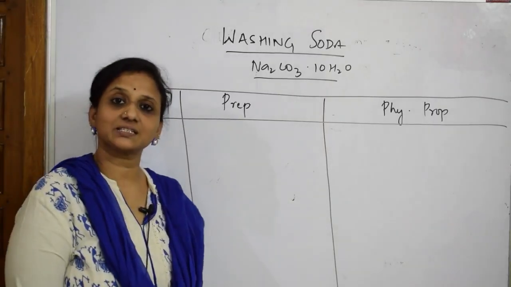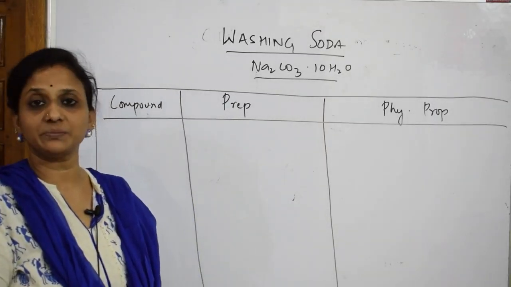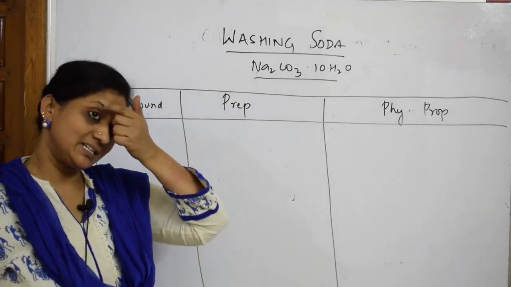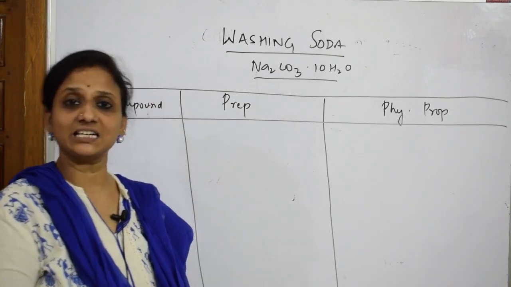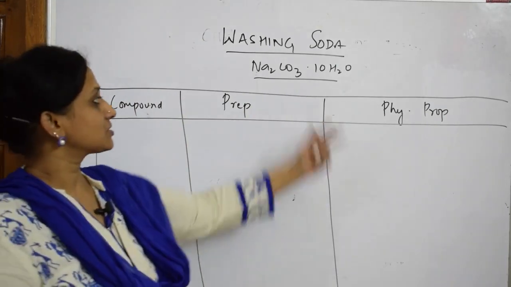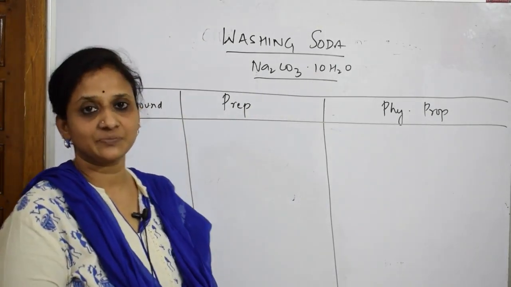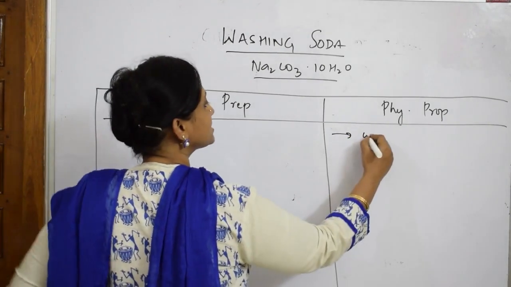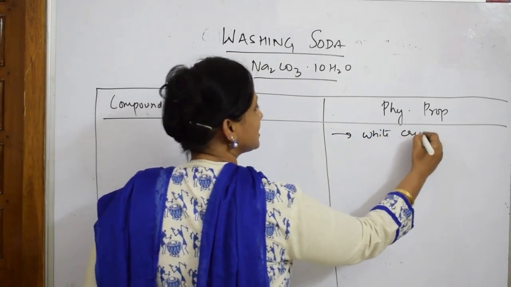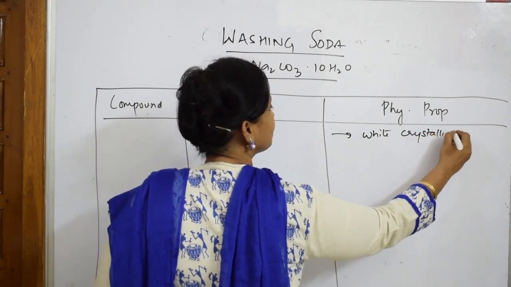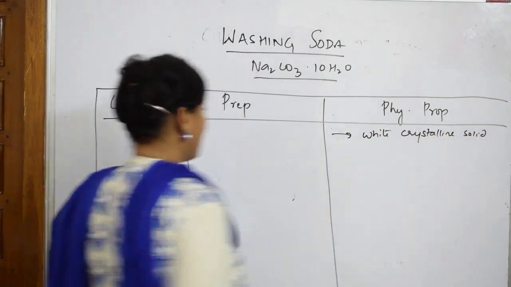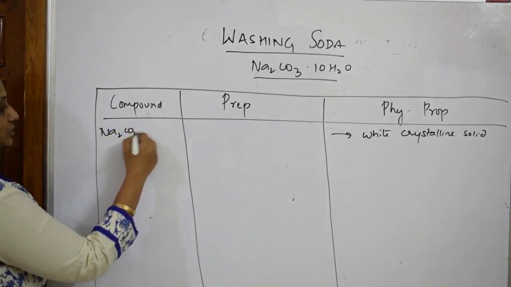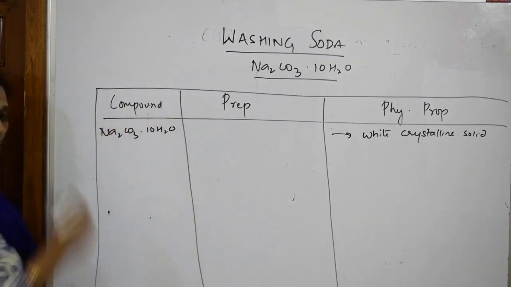Now let's come back and study the next compound of sodium, that is sodium carbonate. We're going to study washing soda. The formula which we studied in grade 10 is sodium carbonate decahydrate, Na2CO3.10H2O. This is the water of crystallization part. So when we say water of crystallization, we can say sodium carbonate is a white crystalline solid. Okay, let us write that. White crystalline solid. Now what is the preparation?